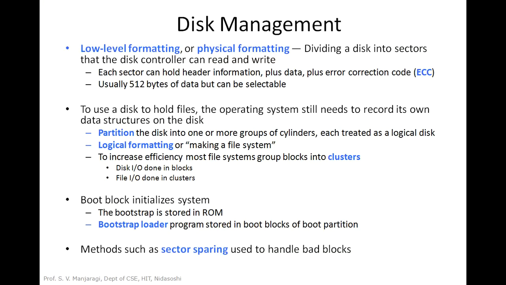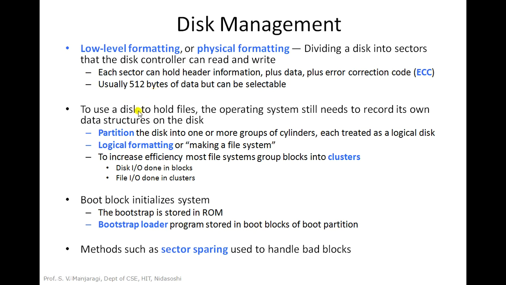Next topic is disk management. In disk management, what we do is perform low-level formatting, or physical formatting. Low-level formatting is basically dividing a disk into sectors that the disk controller can read and write. Each sector can hold header information plus the data plus an error correction code. Error correction code is called ECC in short. It is used during error recovery. The size of a sector is usually 512 bytes.